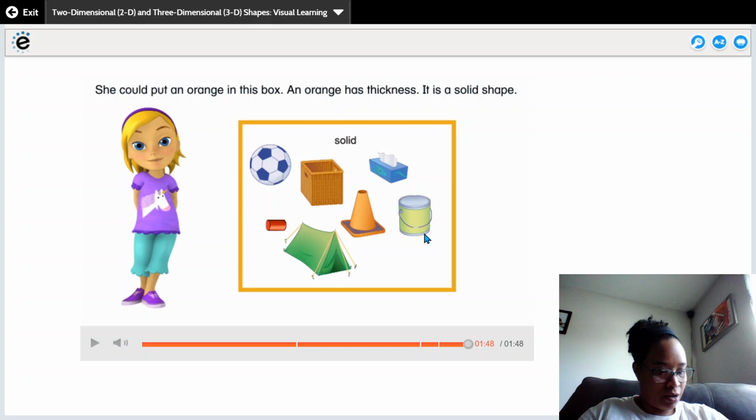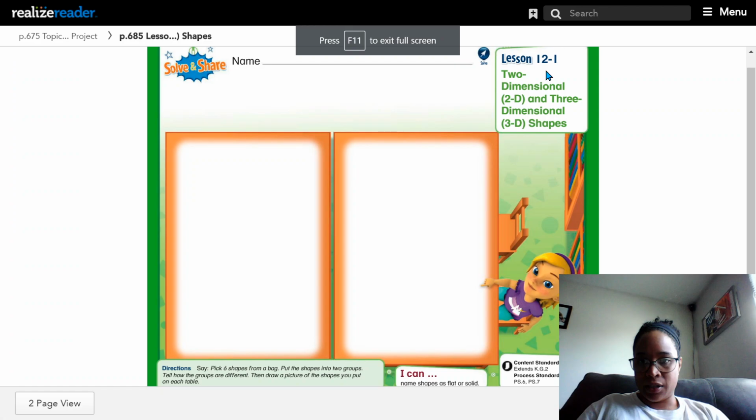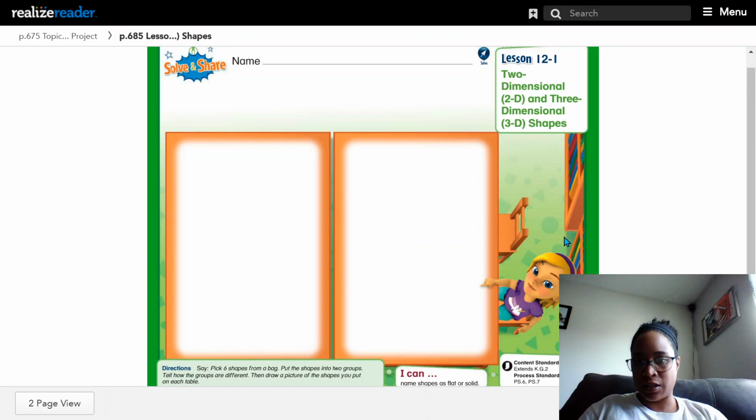Okay, I'm going to now move to our workbook since we are done with our video. So here you can see we are on our lesson 12-1, topic 12, lesson 1, learning about 2D and 3D shapes. And I want to send a good job out to Jonathan. He sent a picture of his 3D shapes and did a wonderful job illustrating his 3D shapes. Any of my other friends that want to send pictures of their work to me on the dojo, please feel free to. I would love to see them.